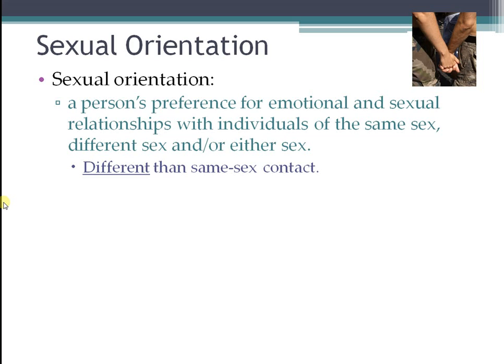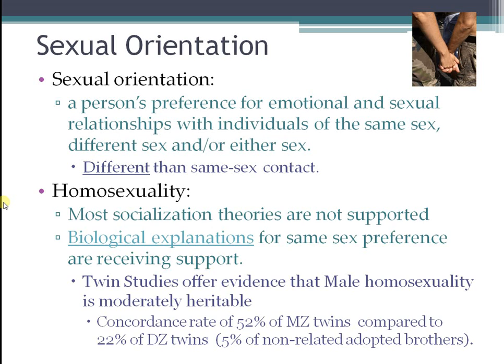You can think of men who are incarcerated in prisons for long periods of time. They may engage in sexual behavior with other males in prison, but once they're released from prison, they desire to maintain sexual relationships with women. They do not necessarily identify themselves as homosexual. So the point here is that there's a distinction between same-sex contact and sexual orientation, in that sexual orientation is about what the individual prefers and how the individual identifies.